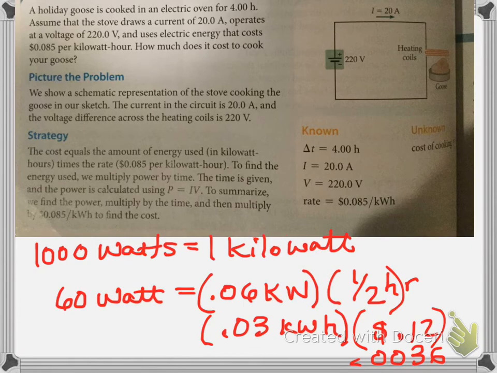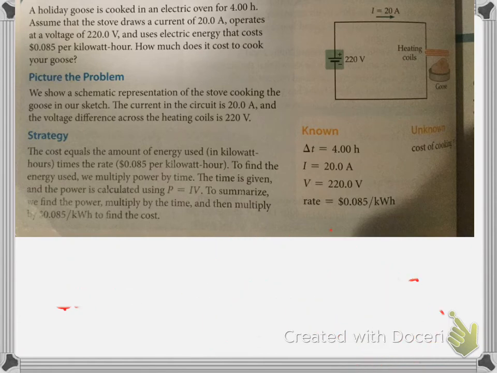All right, so back to this problem. It says we have a holiday goose. It's cooked in an electric oven for 4 hours. Assume that the stove draws a current of 20 amps, operates at a voltage of 220 volts, and uses electric energy that costs $0.085 per kilowatt hour. So this is some pretty cheap electricity here, similar to Missouri's. I think Missouri's is about 9 cents per kilowatt hour average. Kansas's is more like 12. So imagine that this is a stove in Missouri. How much does it cost to cook your goose?